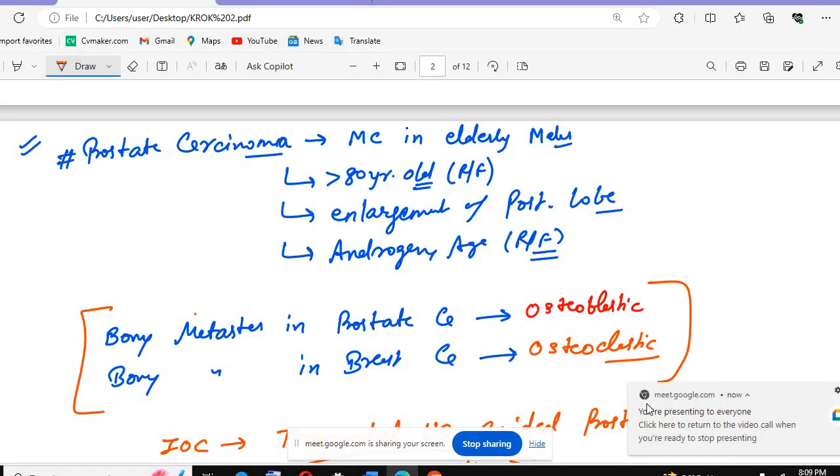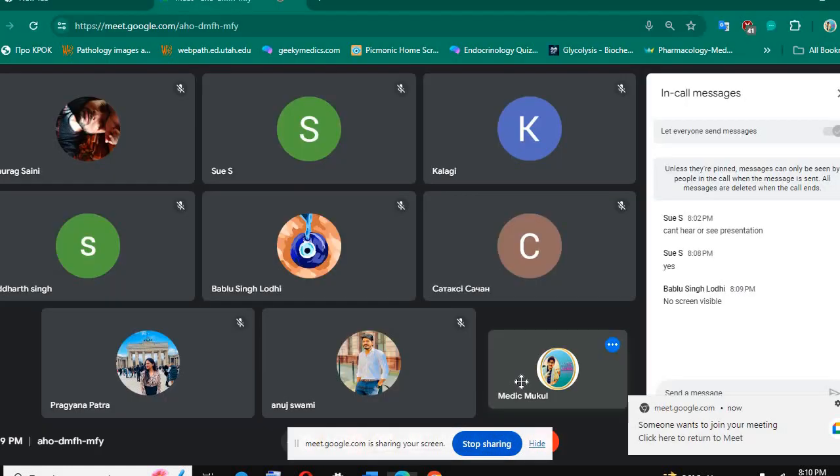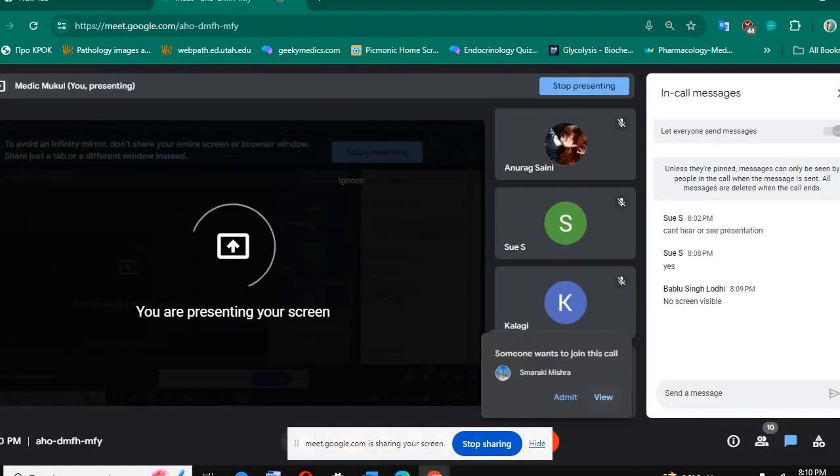What we have seen is prostate carcinoma. So remember, prostate carcinoma is the most common in elderly males, more than 80 years old, with enlargement of the prostatic lobes. Androgens or age will be there, and bony metastasis.